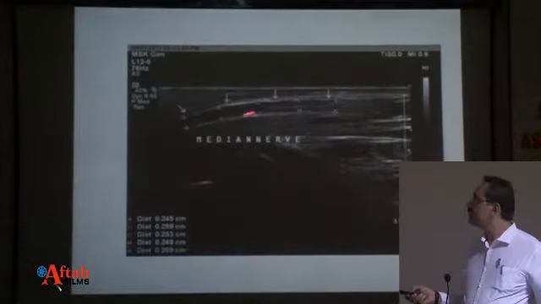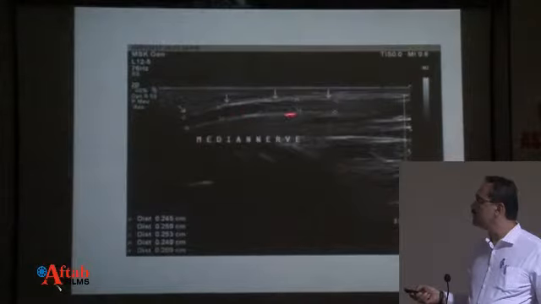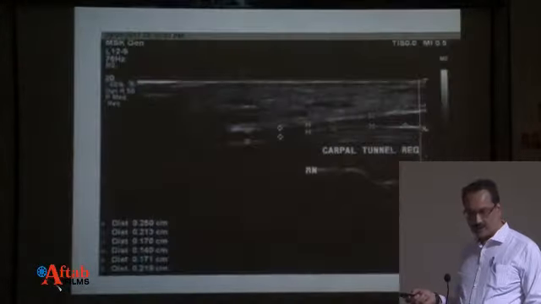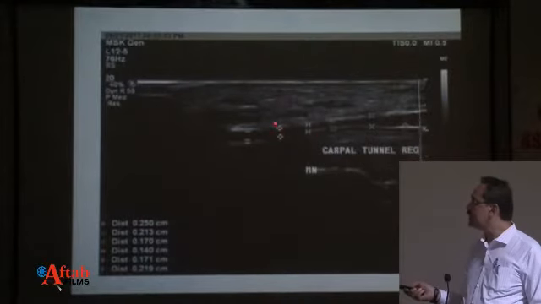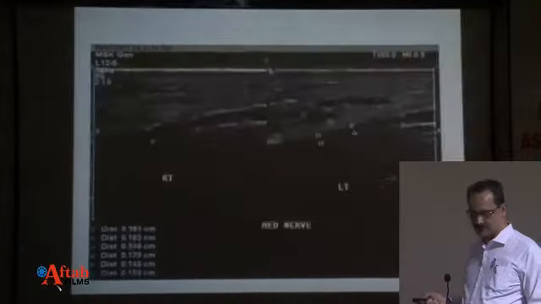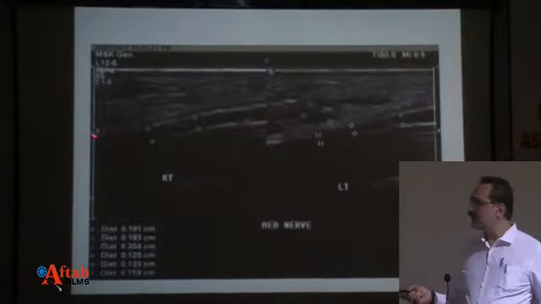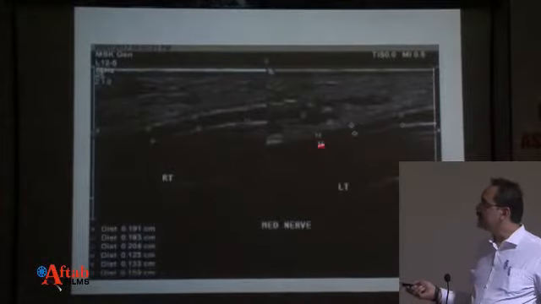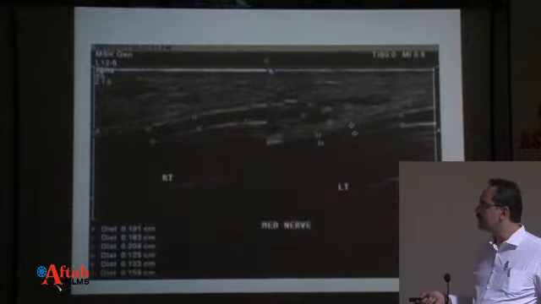So this is a case where this is the median nerve. You can very well see, and you can see the measurements. And this is the site where it is showing compression. This is the distal dilatation. This is the normal nerve, and this is the compressed nerve. And you can always compare with the opposite side. This is the right, which is the normal side, and this is the left, which is showing compression. And you can compare with the measurements.